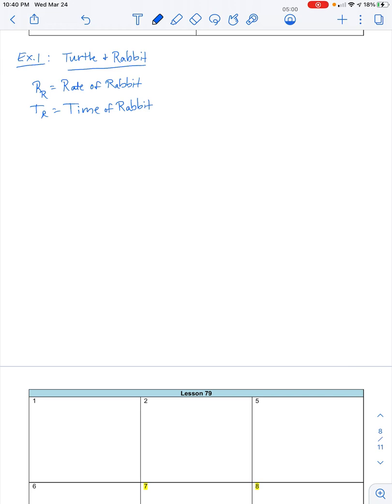And then also, put a little line underneath that, we're going to represent r sub t, the rate of the turtle. And then, of course, t sub t would be the time of the turtle. And I want you to write that so you can remember how we came up with those subscripted variables. Now we're going to solve, put a little line under here.